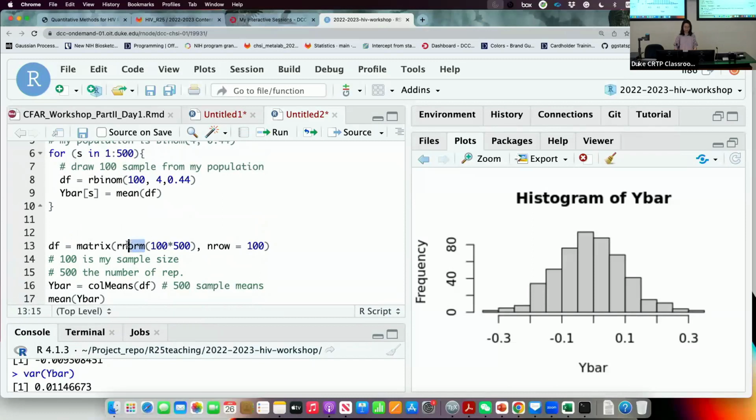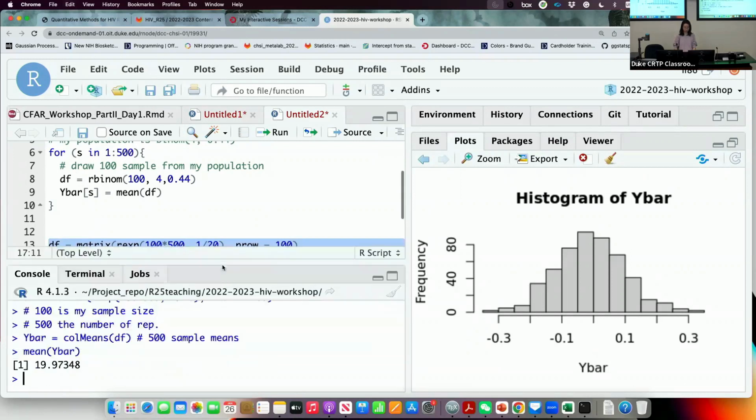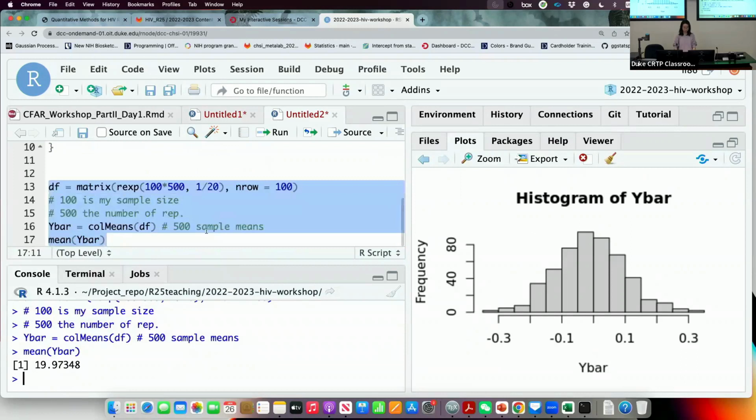Instead, you can also change this to an exponential distribution with rate 1/20, from the example. And then the result is very close to the mean, where the mean is 20 here according to the formula for the exponential. So this is 19.97, and this is my 20.